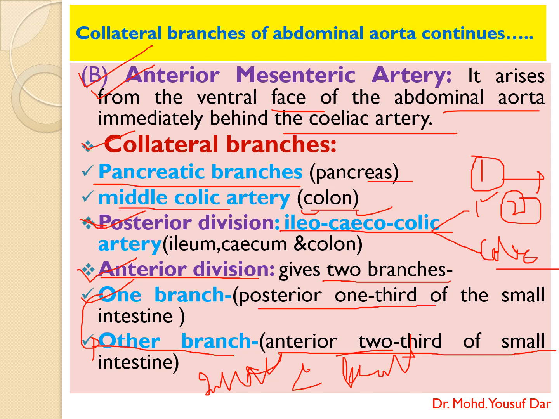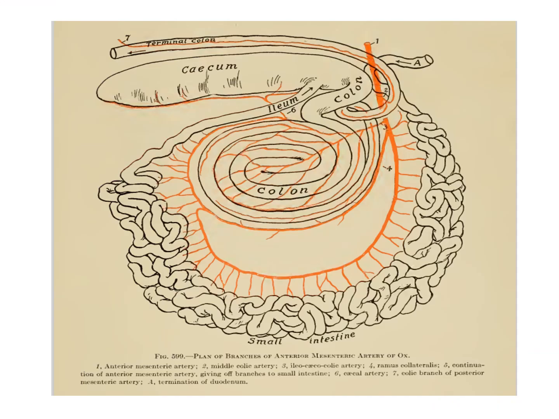So this was all about the anterior mesenteric artery. Here in the diagram you can see the anterior mesenteric artery. It gives two divisions. This is the ileocecocolic artery, the posterior division. It divides into the colic artery here, which ramifies on the colon, and the ileocecal artery, which supplies the cecum and the ileum.